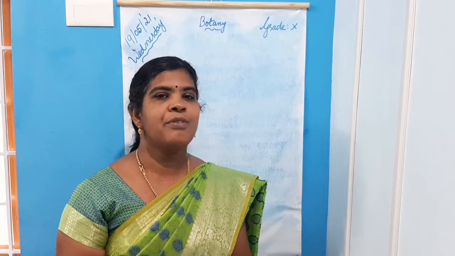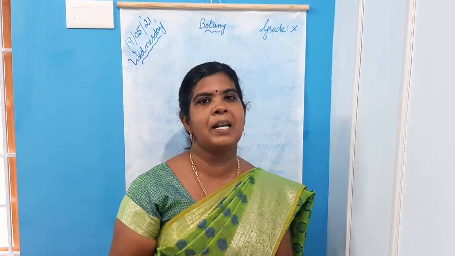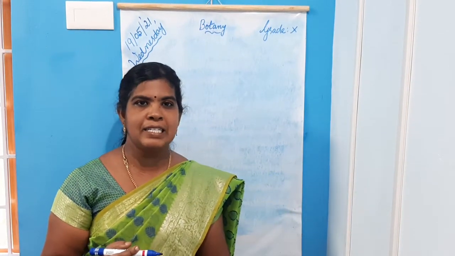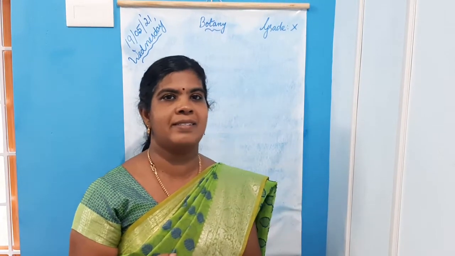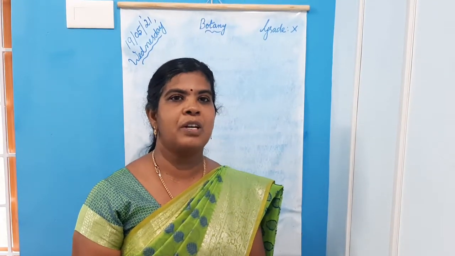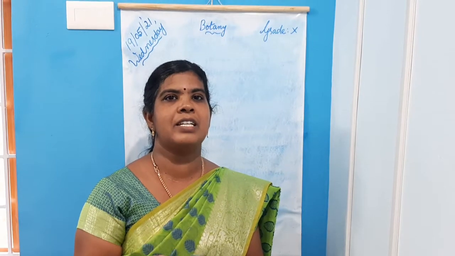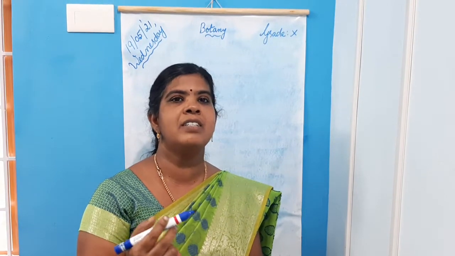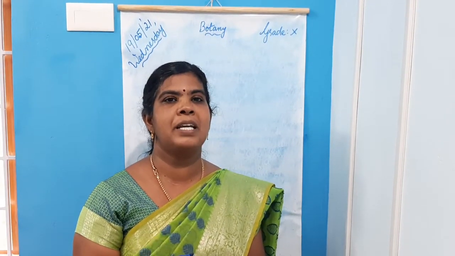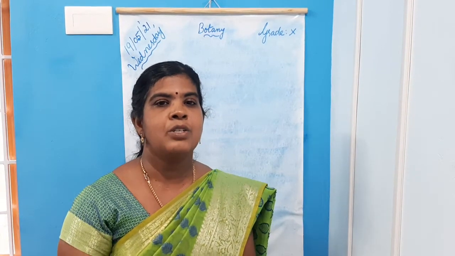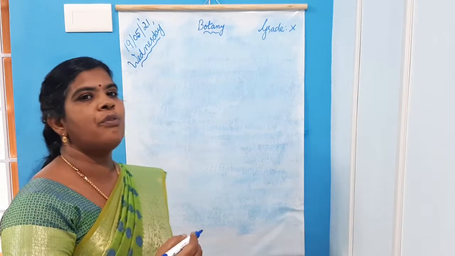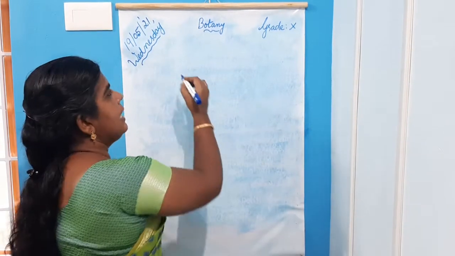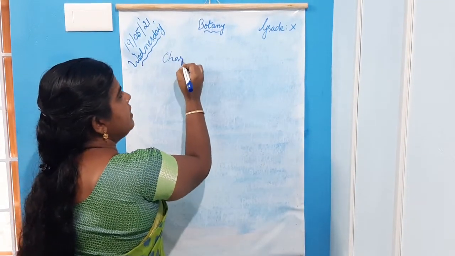What is plant physiology? The study of functional aspects of plants. What is plant anatomy? The study of internal structure of plants. What is plant morphology? The study of external structure of plants. And we learned about the parts of a typical flowering plant. Today we are going to learn about the characteristics of living things.